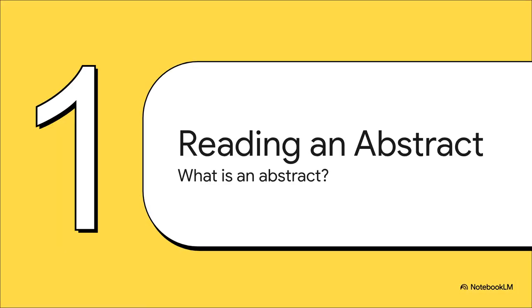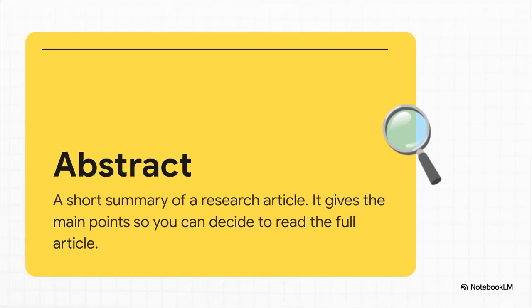So, let's get started. What exactly is a research abstract, and why is it so important for you as a student? Well, an abstract is basically a short summary of a research article. The best way to think of it is like a movie trailer for a paper. It gives you all the main points in one short paragraph, so you can quickly decide if you want to read the whole thing. It's a huge time saver.